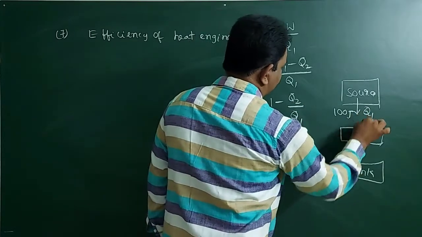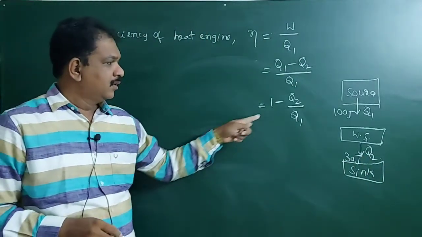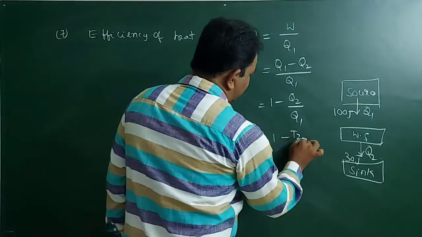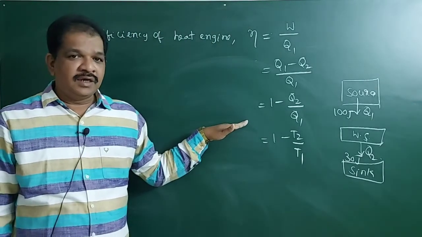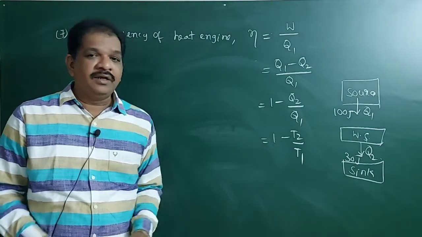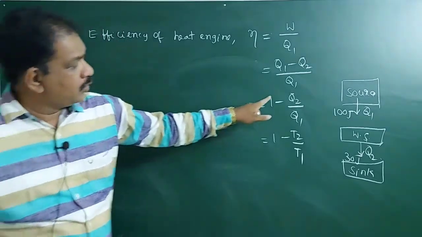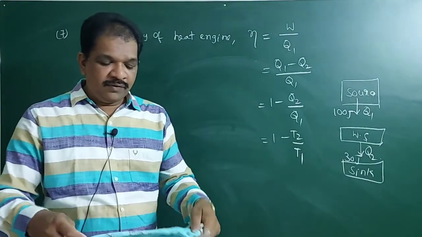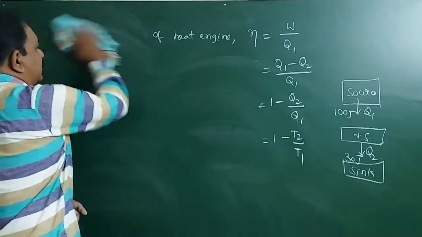This is Q1, and the working substance is giving Q2 heat to the surroundings. Heat is directly proportional to temperature, so this will be 1 minus T2 by T1. So the efficiency of the heat engine, eta, is equal to 1 minus T2 by T1. That is the formula. 1 minus Q2 by Q1, W by Q1. Any of these formulas we can use to find the efficiency.